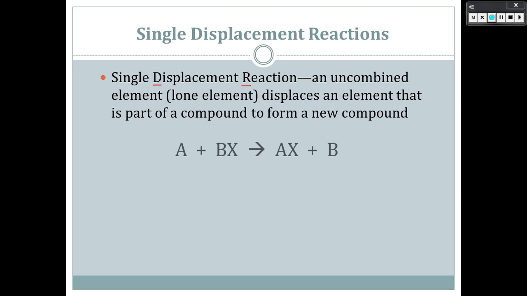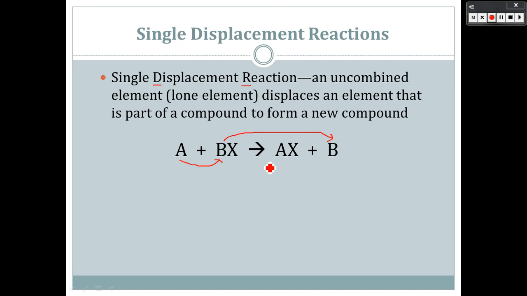So it looks kind of like this: A plus BX yields AX plus B. So the A has replaced the B, and the B gets kicked out and is all alone. A lot of times people will use a high school dance analogy. They'll say B and X come to the dance together, and A shows up, and X ditches B and ends up dancing the night away with A.